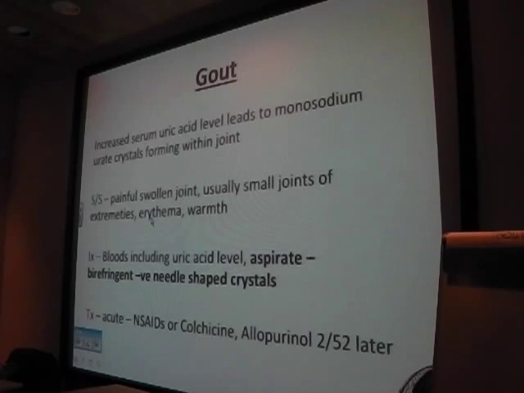Treatment-wise, acutely, you give them NSAIDs or colchicine. They're more towards NSAIDs these days. And then allopurinol later on. The important thing is not to give allopurinol straight off in the acute phase because it makes the situation worse.